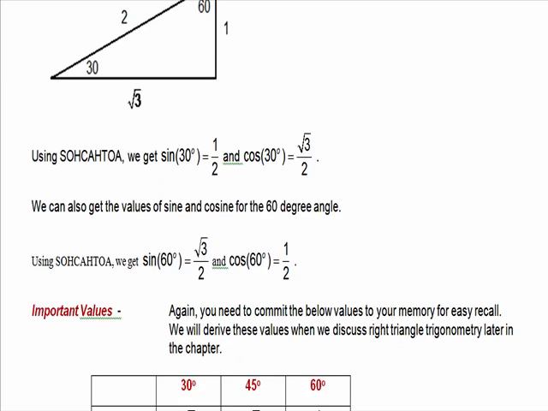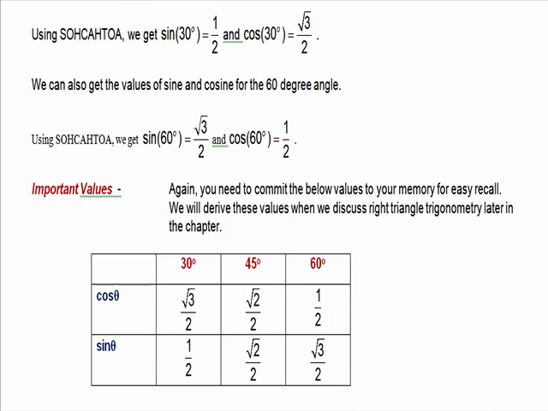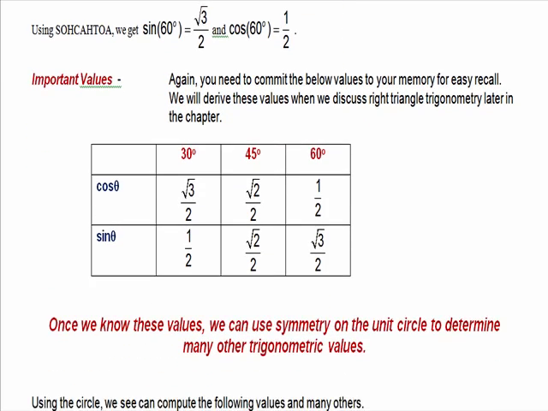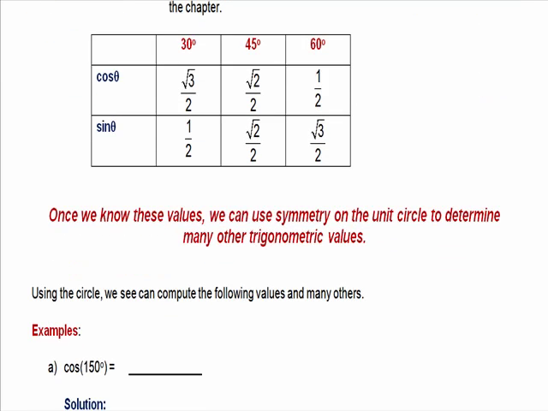These are important values, and so again, you need to commit the values in this table to your memory for easy recall. And we're going to actually derive these a little bit more even later on in the chapter. So notice, here's my table. We just take a look here. In the table, for 45 degrees, sine and cosine are both root 2 over 2. For the 30-degree angle, the cosine is root 3 over 2, the sine is 1/2. For the 60-degree angle, cosine is 1/2, sine is root 3 over 2.